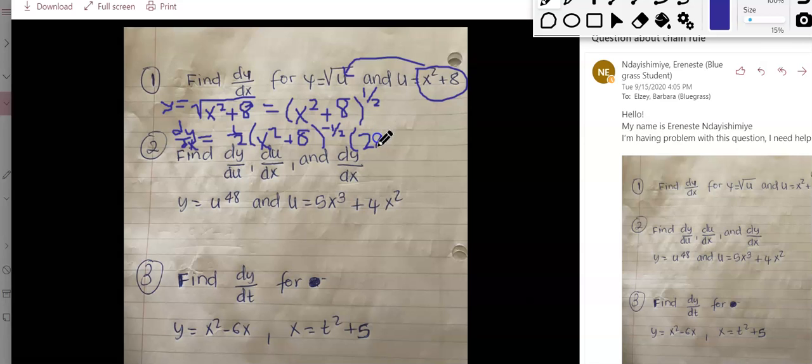Now we just want to clean this up. I probably haven't given myself enough room to clean it up, but notice 1/2 and 2 will cancel out. My x has a positive exponent, so it's going to end up on the top, but this negative exponent is going to end up on the bottom. And a 1/2 power, when it goes to the bottom, is really going to be the square root. So this is x over the square root of x squared plus 8, and there's my dy/dx, or my derivative in terms of x.